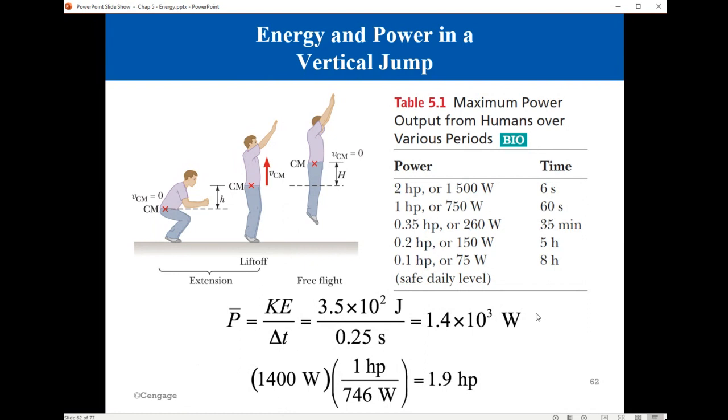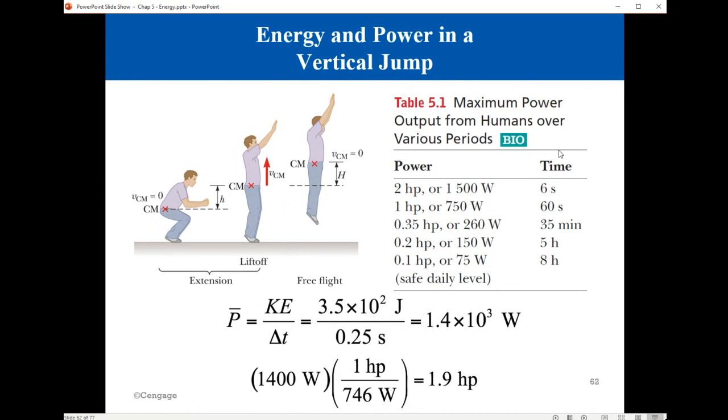Power is energy per unit time, so you need to take the energy 350 joule divided by the time involved, 0.25 seconds. So the average power is 1.4 by 10 to the power 3 watt. That would be the average power. You can convert that from watt into horsepower using the conversion factor. This is 1.9 horsepower.